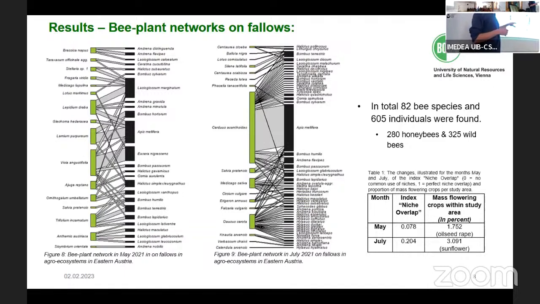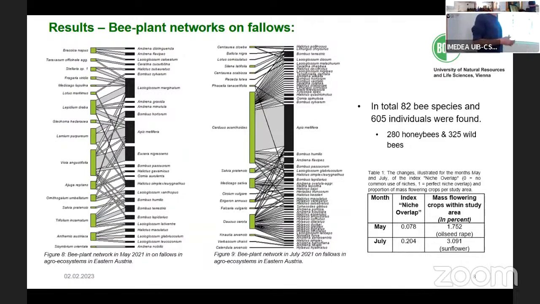interpreting those bee plant networks, we have to keep in mind that while I was sampling those networks on my fallows, we had mass flowering crops going on within the landscape. In May, for example, oilseed rape was flowering, and in July, sunflower was flowering. And that's why here in table 1, we can see the percentage of area covered by those mass flowering crops.